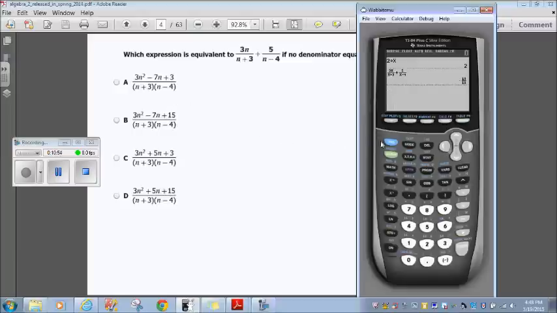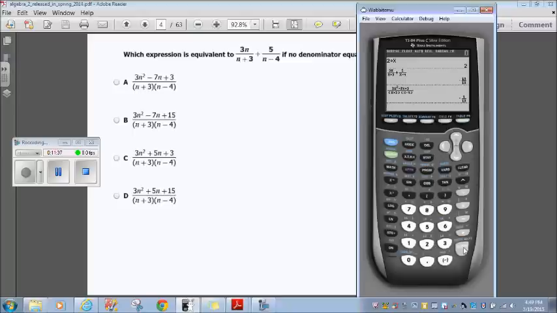Let's start with the first one here. I'm going to put in another fraction. Okay, so 3x squared minus 7x plus 3 over x plus 3 x minus 4. I hit enter. Okay, that's a different fraction. Yeah, that one gave me a negative 1/10.